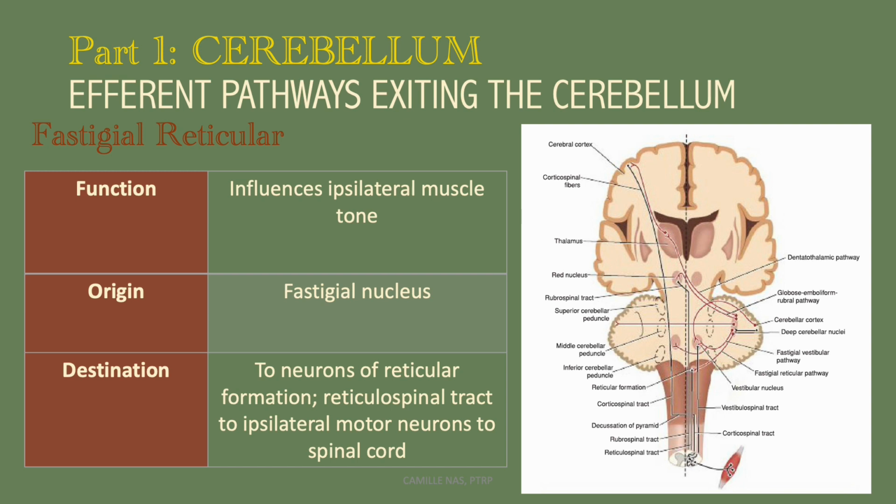Next, we have fastigial reticular. If we have vestibular, we have reticular. This one influences ipsilateral muscle tone. Okay, so no specific type of muscle. This originates from the fastigial nucleus, and then it will synapse to neurons of the reticular formation, forming the reticulospinal tract down to the ipsilateral motor neurons of the spinal cord.